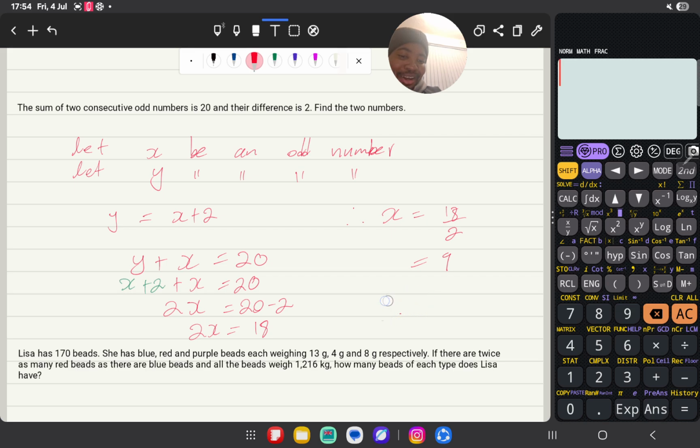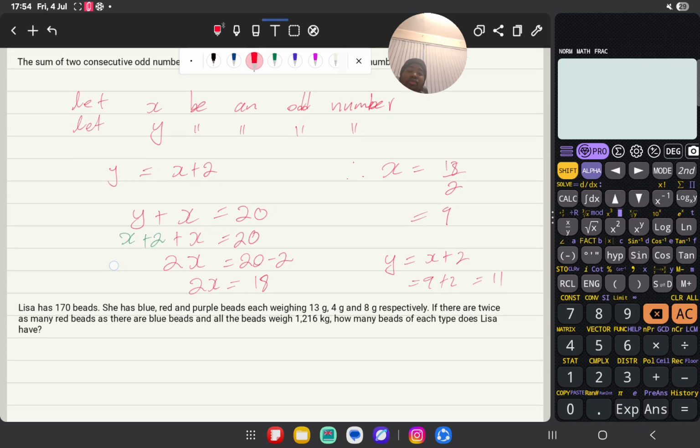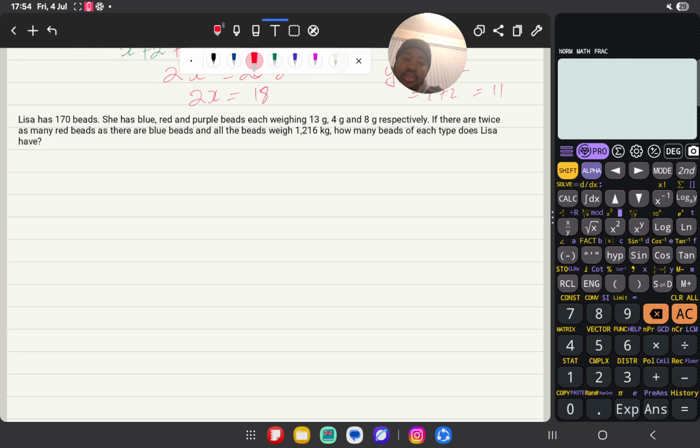It's crazy that I used 9 and then the answer happens to be 9. So then we know y equals x plus 2, which is 9 plus 2, which is 11. Cool. Let's do this one.